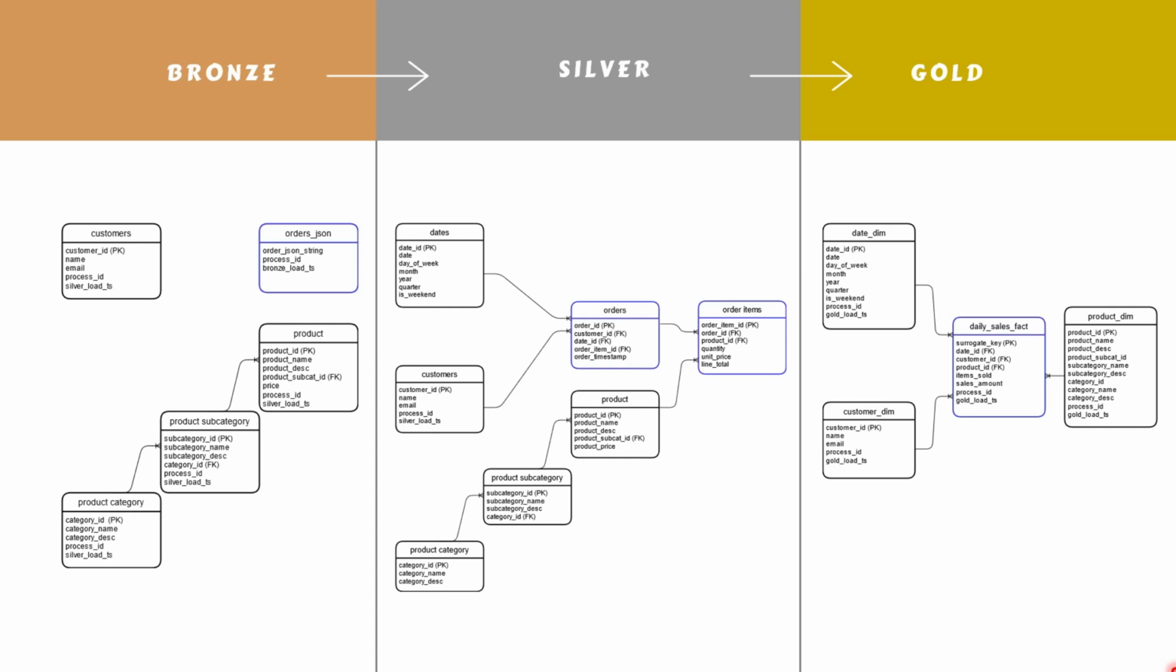In the last video, we explored different ways to ingest data into Databricks, especially into the first layer of the medallion architecture, which is bronze. Today, we're picking up from where we left off and transforming that bronze data to populate the remaining two layers, silver and gold. I've split this video into two parts.